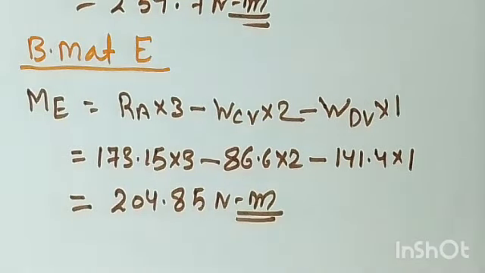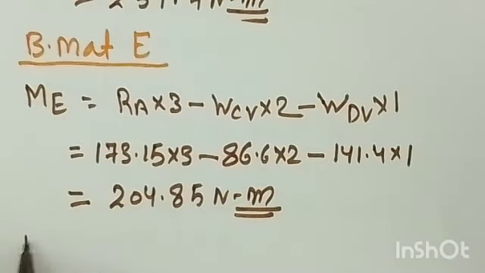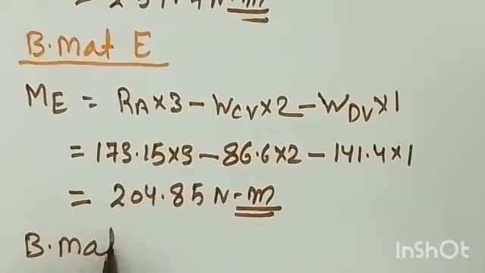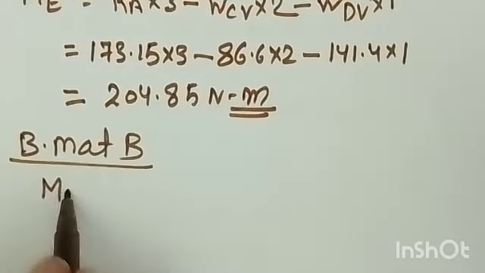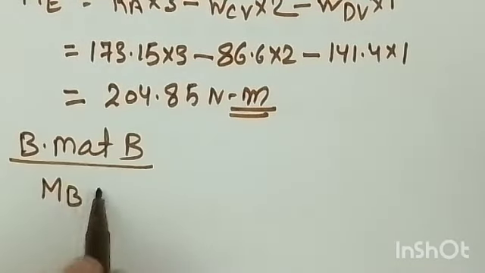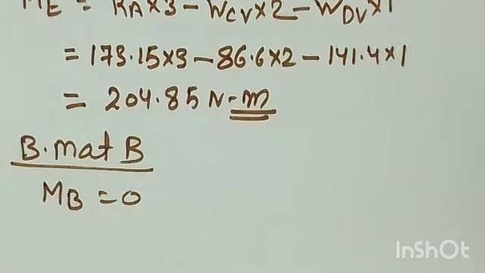Now we have to find out the bending moment at B. As I told you at the beginning itself, the moment at the end in a simply supported beam will be 0. As you have taken bending moment at A as 0, bending moment at B is also 0. So finally you can write that MB is equal to 0.